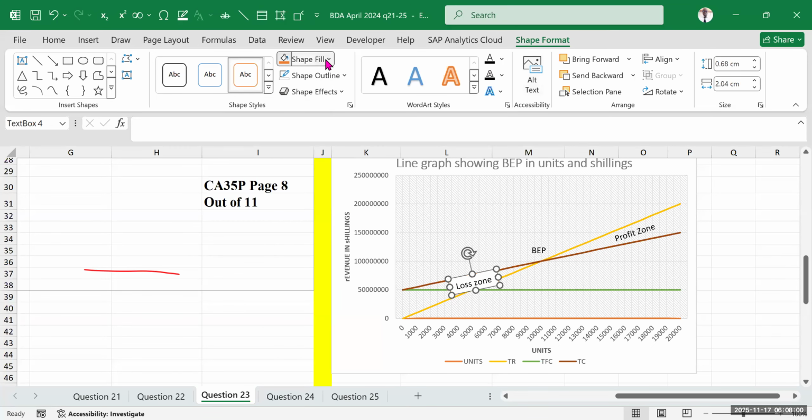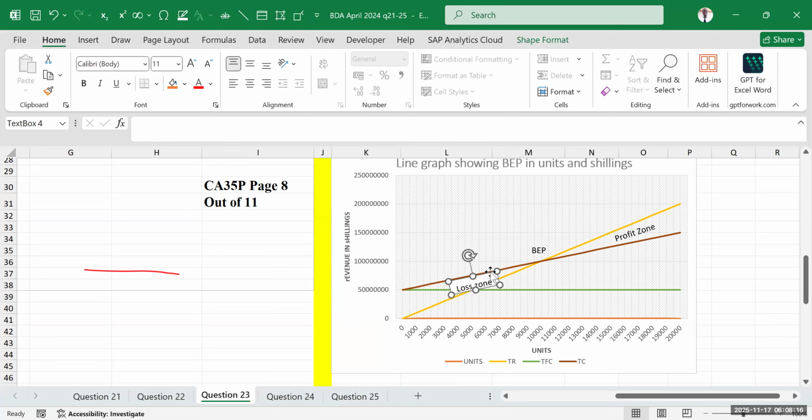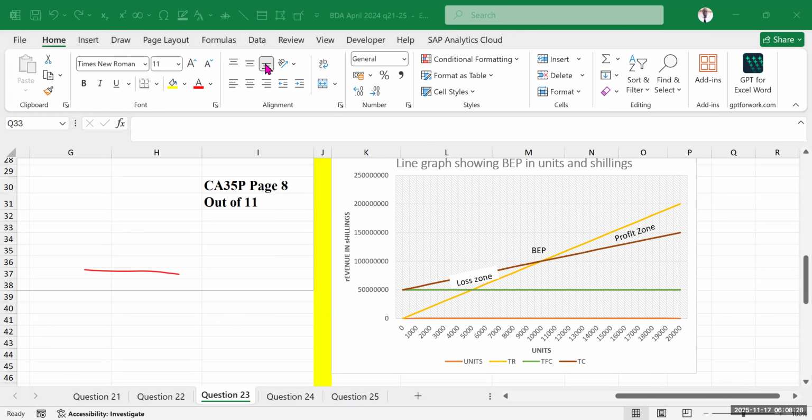So members, I hope you've been able to see how to indicate the profit and the loss zones in our chart. That's what the examiner wanted us to do for part A of the question. So we go and check on part B. What other thing did the examiner want us to do?